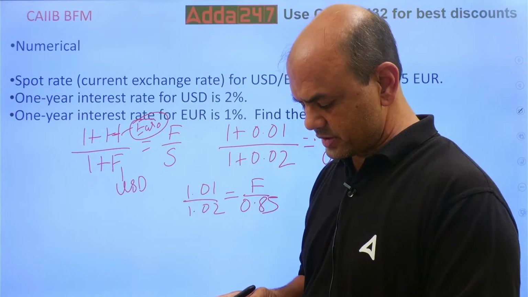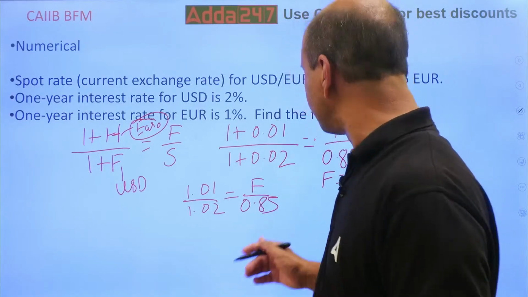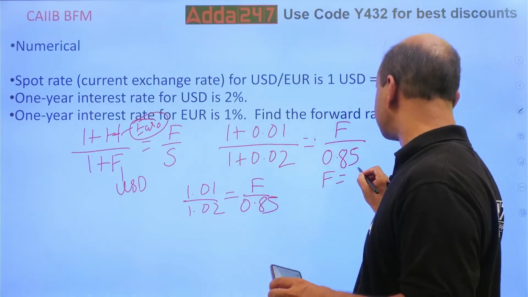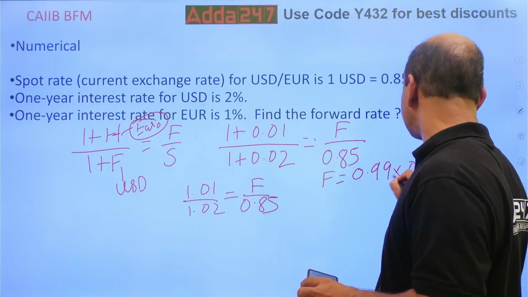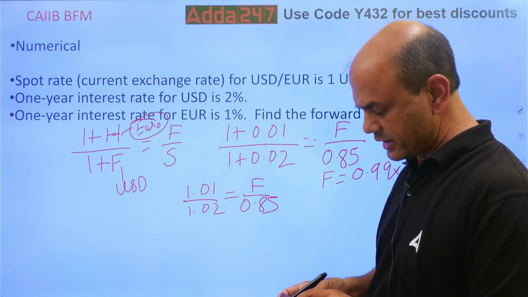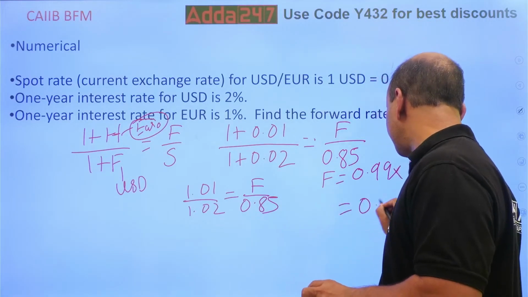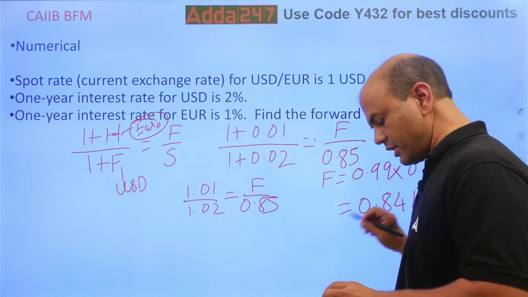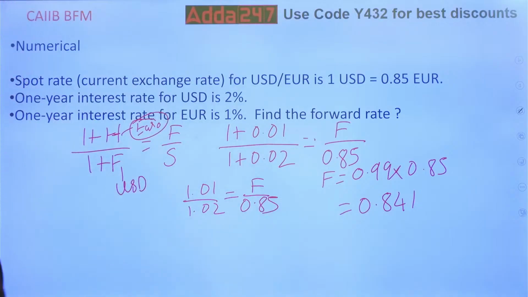So 1.01 upon 1.02 is equal to 0.99. So F equals 0.99 into 0.85. Multiply this, it is 0.841, so the forward rate is 0.84. Are you getting this? Everyone check. The first 2 digits are very important. Are you getting it? 0.84.